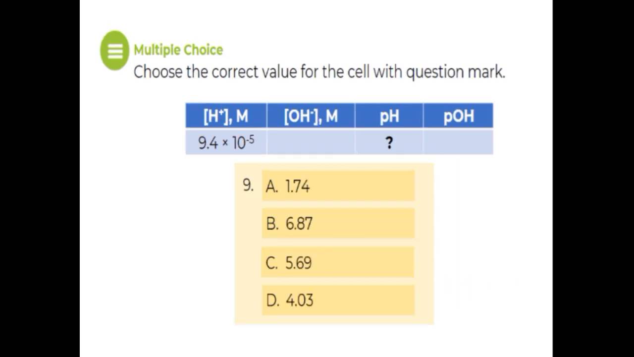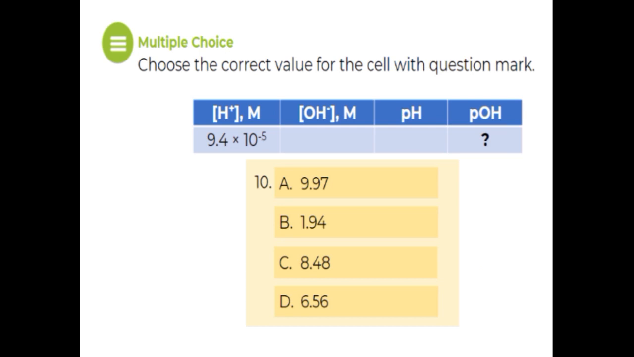Number 9. Choose the correct value for the cell with question mark. A. 1.74, B. 6.87, C. 5.69, or letter D. 4.03. Number 10. Choose the correct value for the cell with question mark. Letter A, 9.97, letter B, 1.94, letter C, 8.48, or letter D, 6.56.